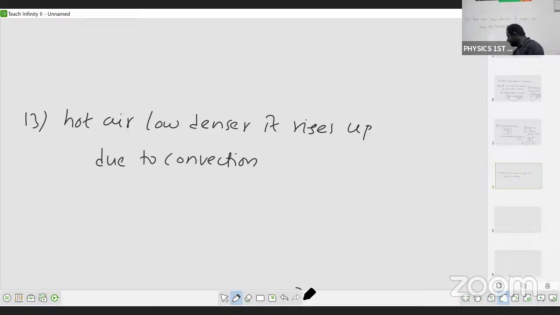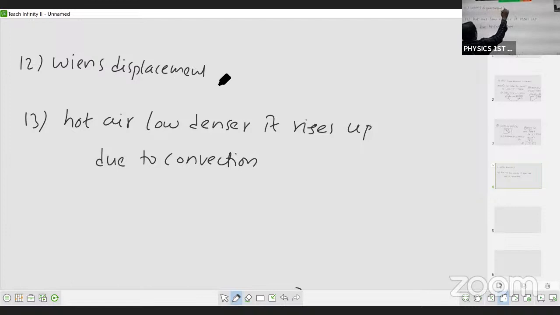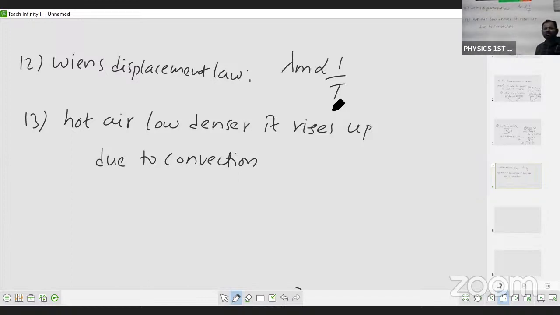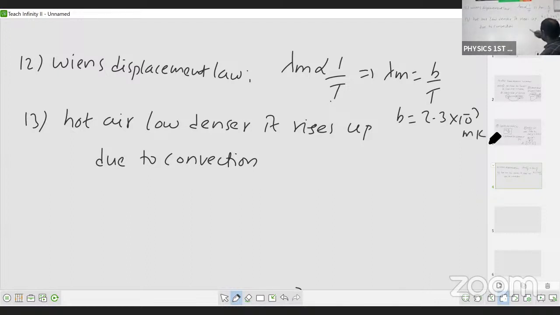Next, Wien's displacement law. What does Wien's displacement law mean? Like this: maximum wavelength of radiation is inversely proportional to absolute temperature. Now if possible, you write like this also. On removing proportional, we can get the constant 2.9 into 10 to the power minus 3 meter Kelvin. So if possible, you write.